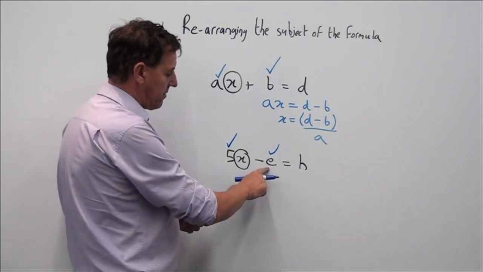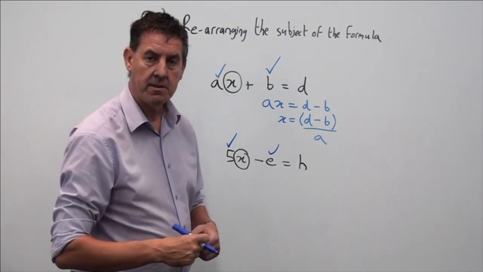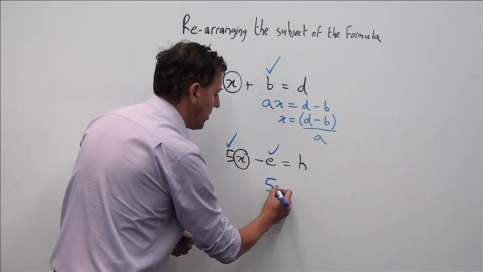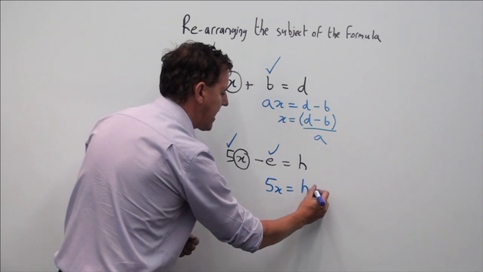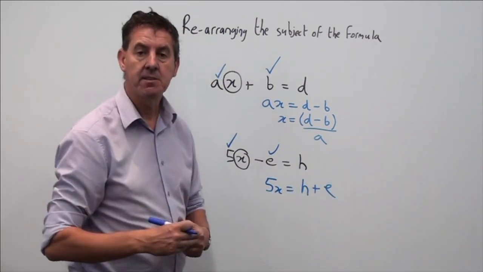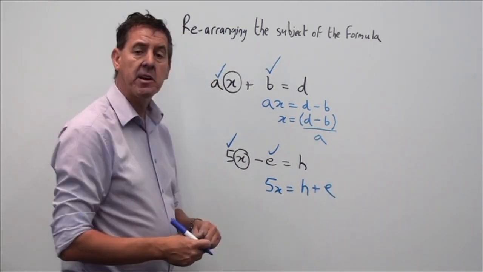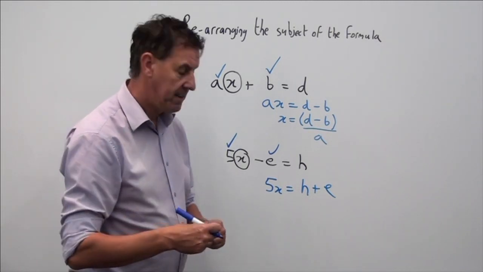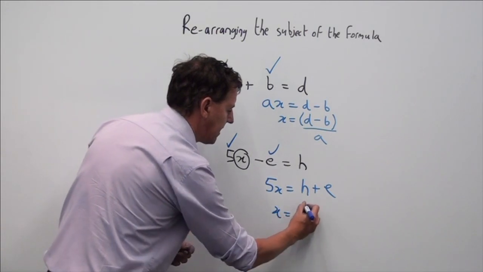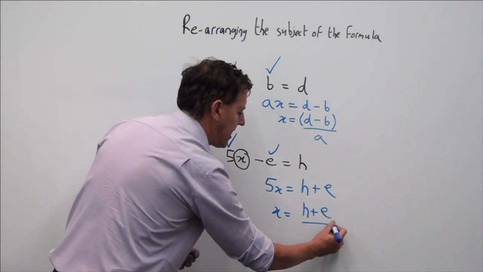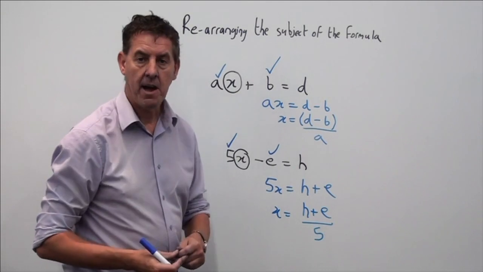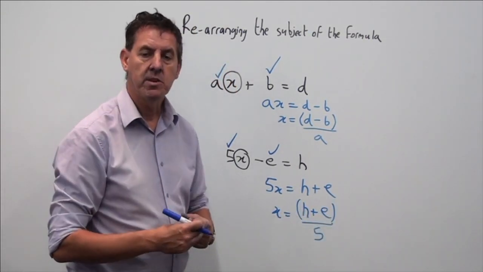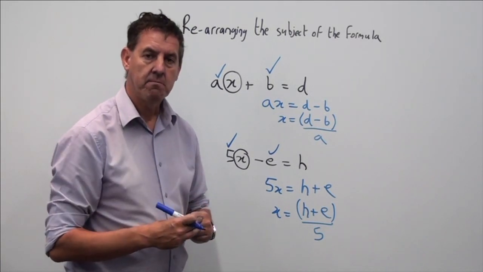Which one do I get rid of first? I get rid of minus e first. How do I get rid of minus e? I add e to both sides. So 5x equals h plus e, because I've added e to both sides. Finally, how do I get rid of times by 5? Do the complete opposite to times by 5, which is divide by 5. So x equals h plus e divided by 5. And if you want to, you could bracket that expression just to make sure that we're definitely dividing the whole expression by 5.